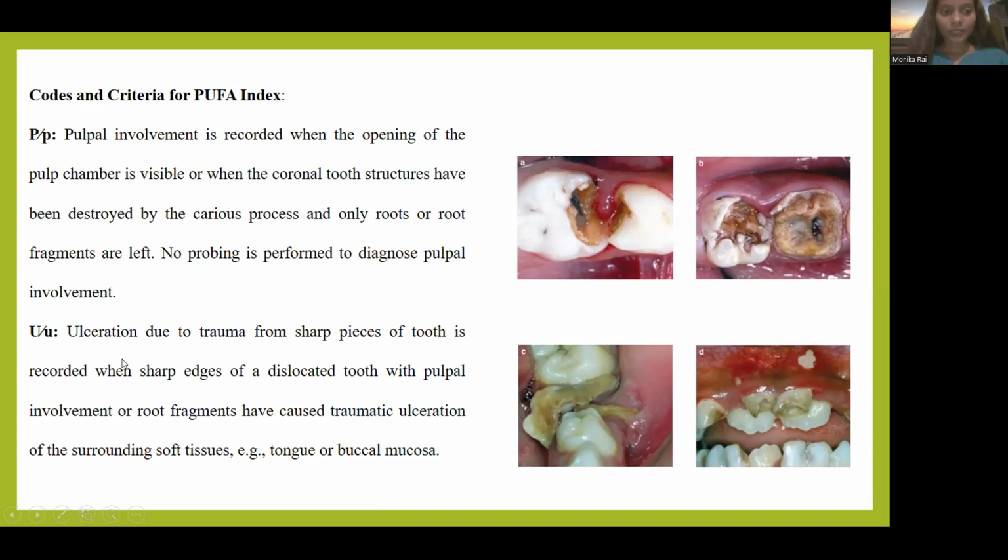Now, uppercase U, lowercase u: ulceration due to trauma from sharp pieces of tooth. These are the sharp pieces of tooth. It is recorded when the sharp edges of the dislocated tooth with pulpal involvement, or its fragments, have caused traumatic ulceration of the surrounding tissue, for example the tongue and buccal mucosa. Here we can see the buccal mucosa is traumatized due to ulceration.